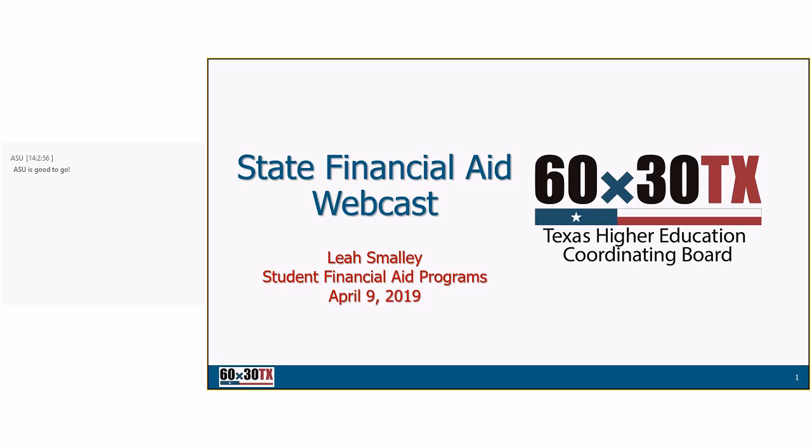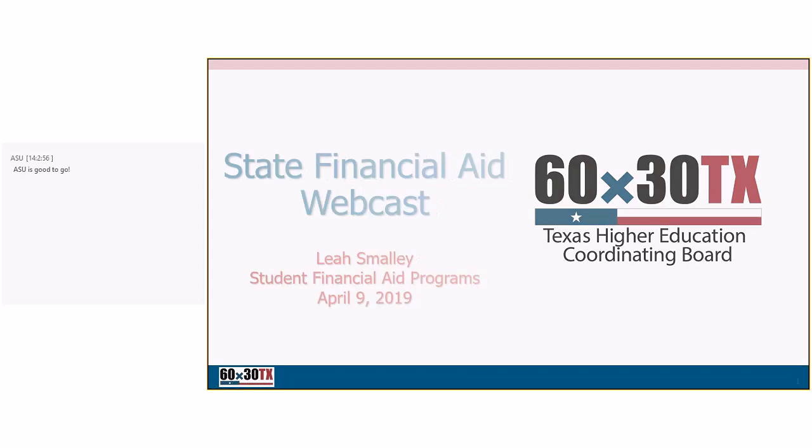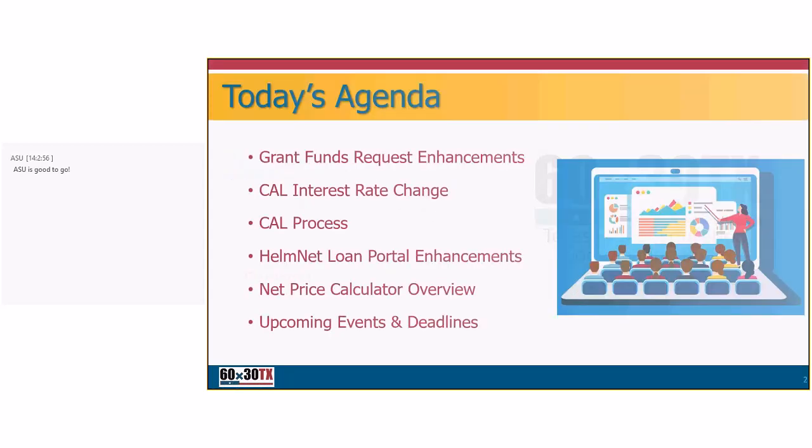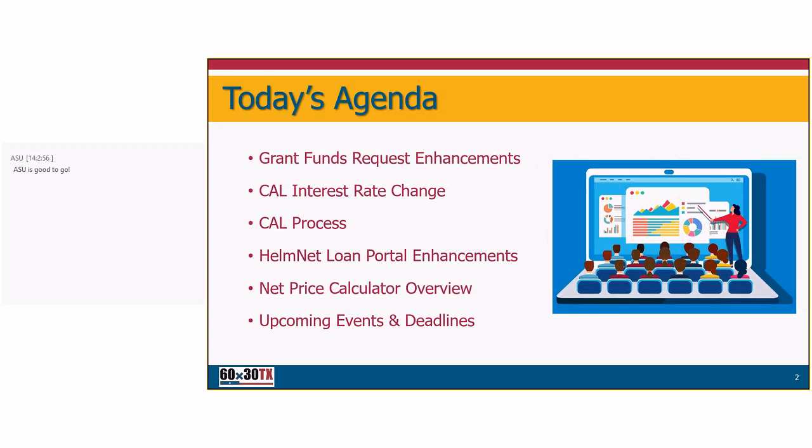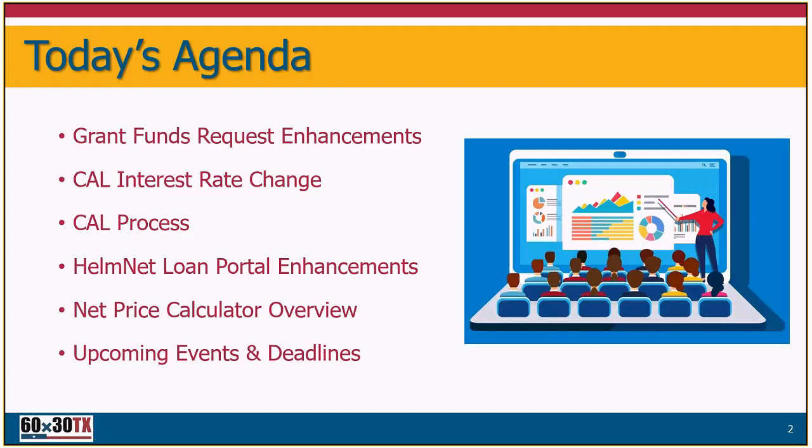What I'd like to do first is go through the agenda for the day, so hopefully everyone can see my screen. I'm going to go ahead and start the presentation. On today's agenda, we're going to go through briefly the grant funds request enhancements that came out, the college access loan interest rate change that will be announced soon, the CAL process. I thought we could go through that as a group.